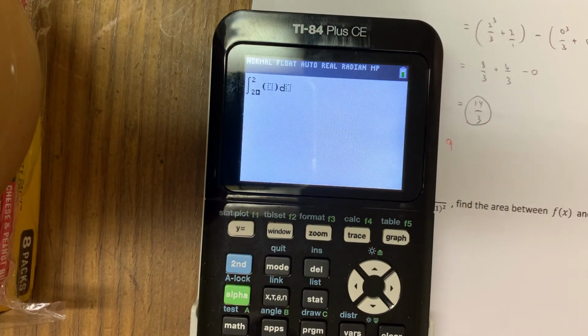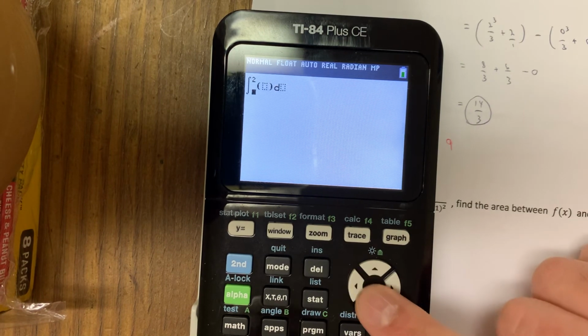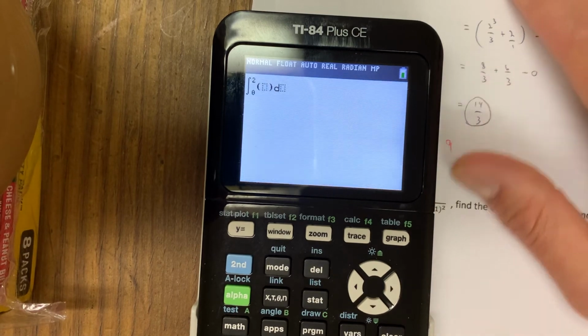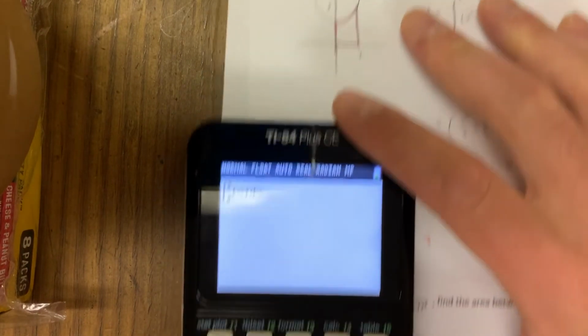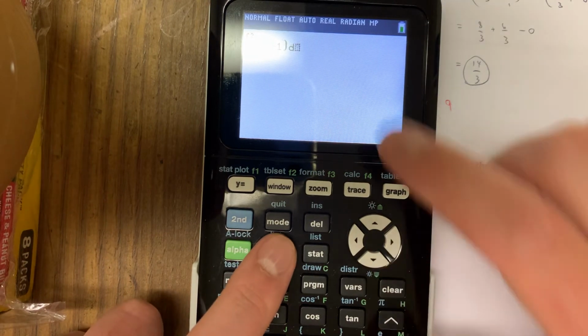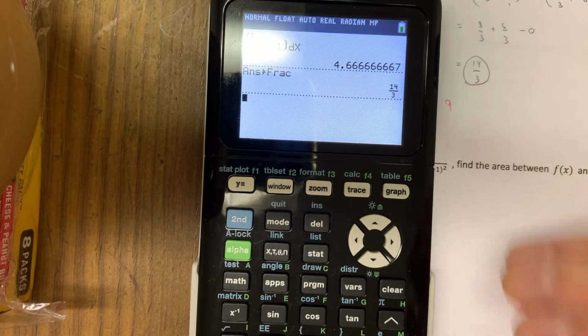Something we actually don't really speak about this year, but you could figure it out. If you want to, we'll do the integral from 0 to 2 of x squared plus 1. You could just put in x squared plus 1 right here, there's nothing wrong with doing that, or you could put in y1. You want to integrate with respect to x, hit enter. And if you frac this bad boy up, you'll see it's 14/3, just like we got, okay?